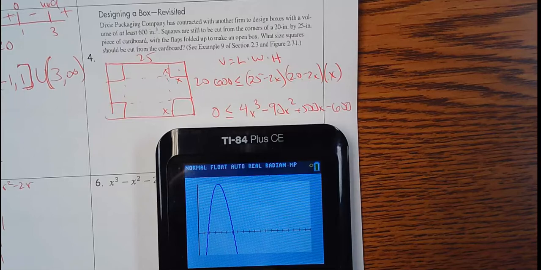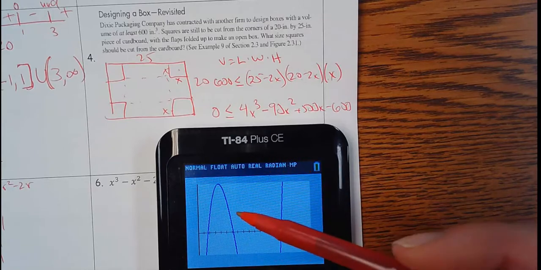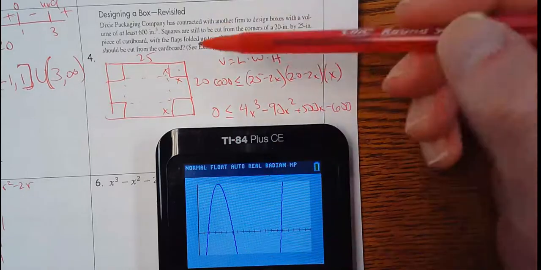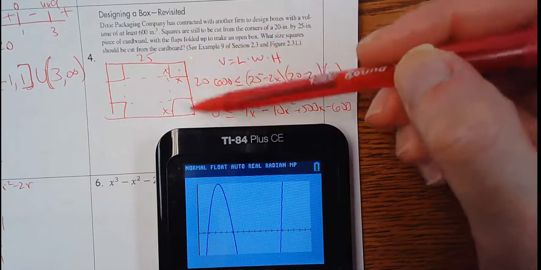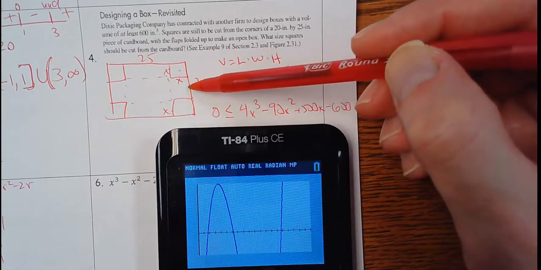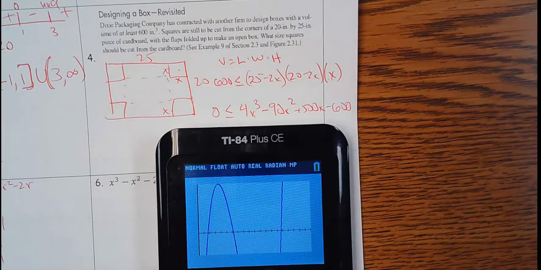So I need to find when is my volume greater than 0. And then I have to figure out, is this even feasible? Because remember with this, there's a feasible domain here. So I think if the small side is 20, that means that the most I could possibly cut out would be less than 10. If I cut out 10, I got 10 this way and 10 that way, there is no square left to fold up.